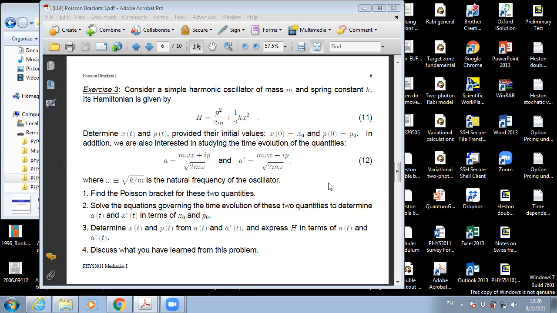Now, we would like to ask, is it possible to define some complex variables in terms of x and p, just like the complex plane? We have a complex variable, and each complex variable is equal to x plus iy, right? We can just do the same thing.